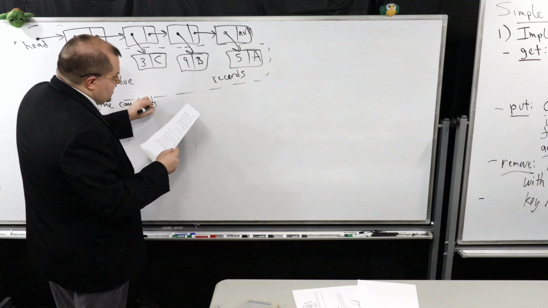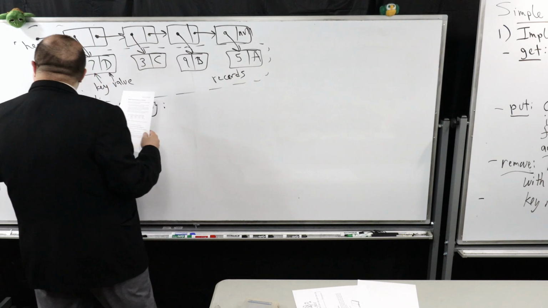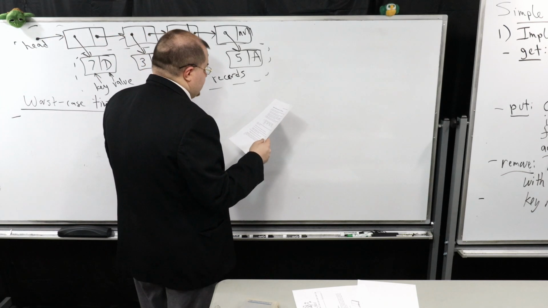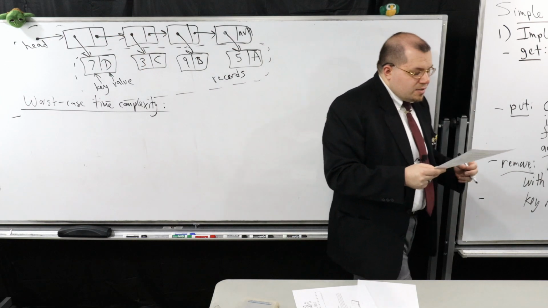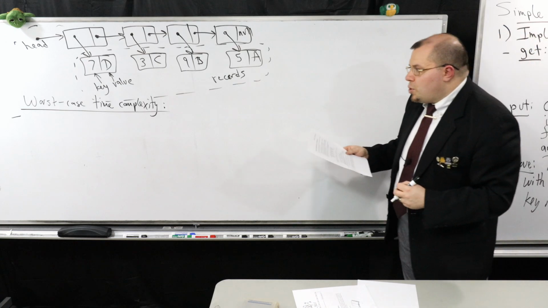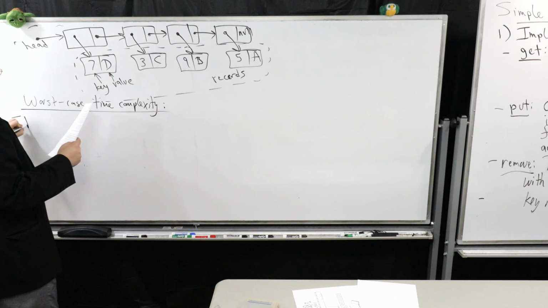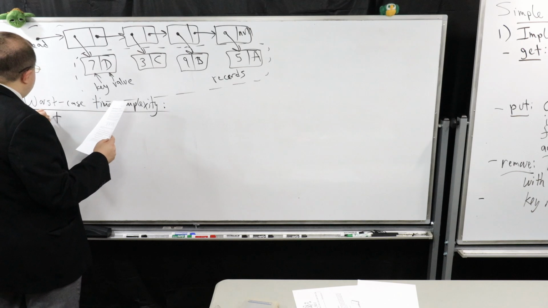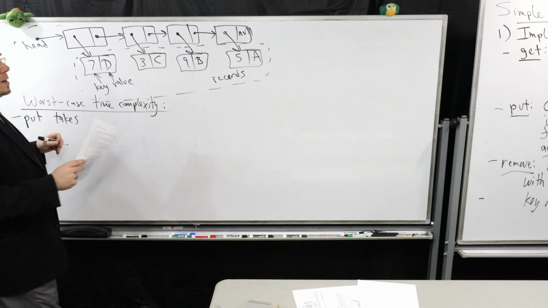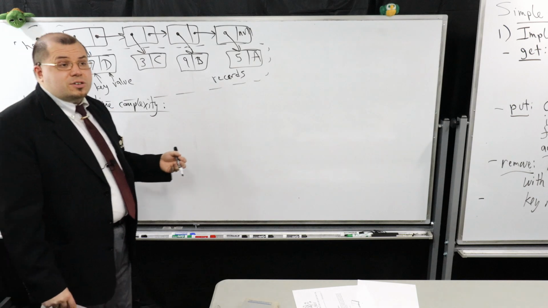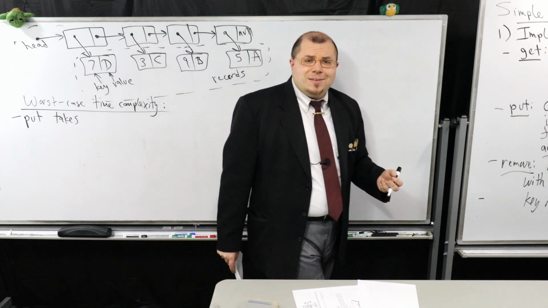So let's talk about these. So, worst case time complexity in each one of these cases. Remember, put to do, actually let's talk about put first. Now remember, before I can perform the insertion, I have to make sure there's no duplicates, right?